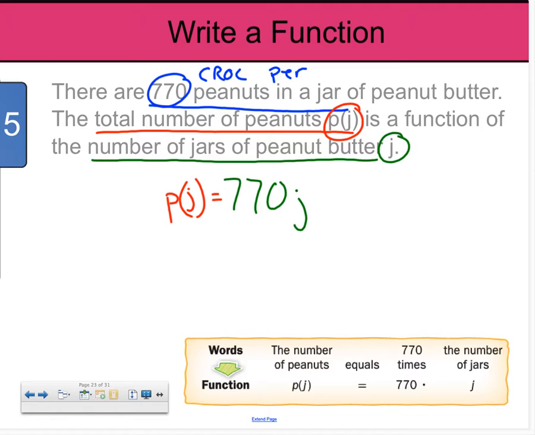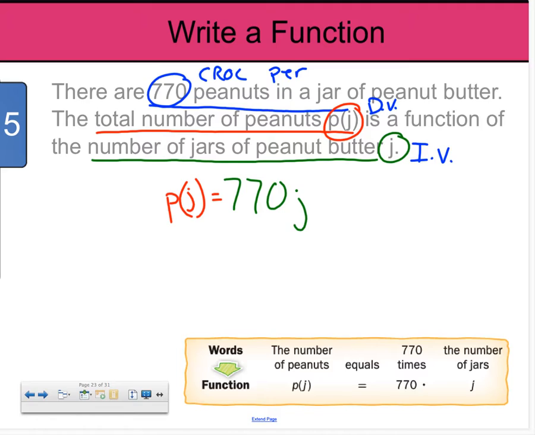So we want to make a few notations here. First of all, if we are familiar with a function or an equation, we should know that J, which is in the spot where the X would traditionally have, is the independent variable, okay? So let's label J as the independent variable, which means that the number of total peanuts would be the dependent variable. Now, does this make sense?